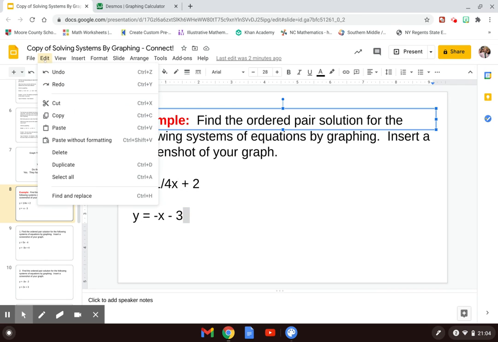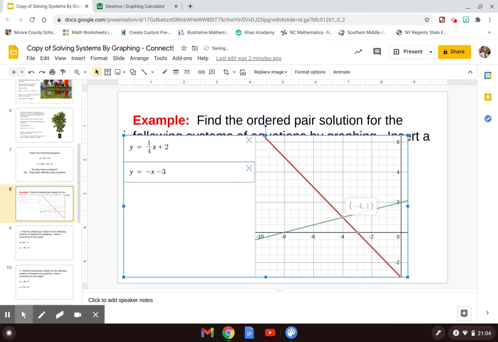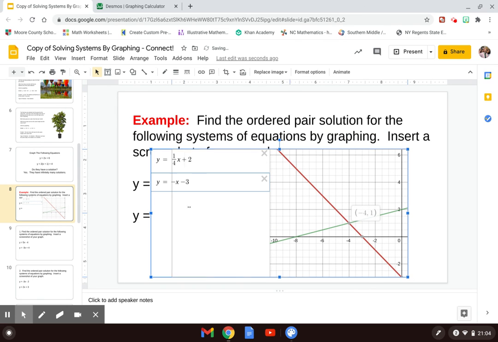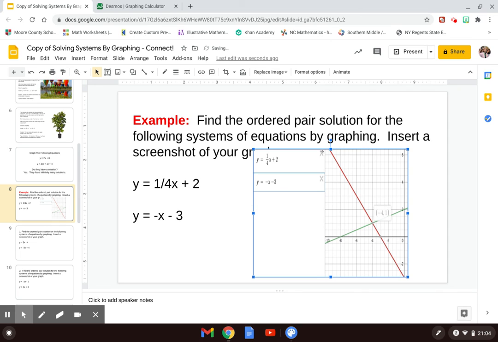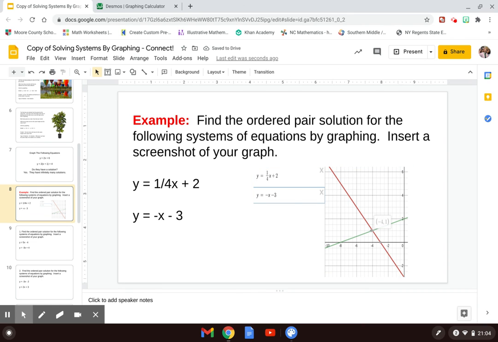Let me just do it this way. All right, so that's how I want you to put it in. Just like that. So I can see the equations, see them graphed, and see your ordered pair solution. Okay? If it does not look like this, you're not going to get a grade for this assignment. Okay? So make sure you follow the instructions and make sure all of your graphs look like this.